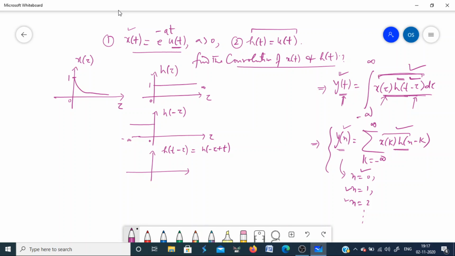This function will be shifted to the right or to the left depending upon whether t is positive or negative. If t is greater than 0, it is positive, and this function h(minus tau) will be shifted to the right by t. So it will become like this: h(t minus tau) for t greater than 0. And if t is less than 0, in that case it will be shifted to the left. This is h(t minus tau) for t less than 0.